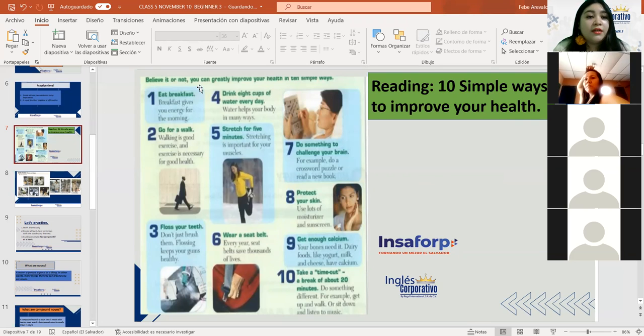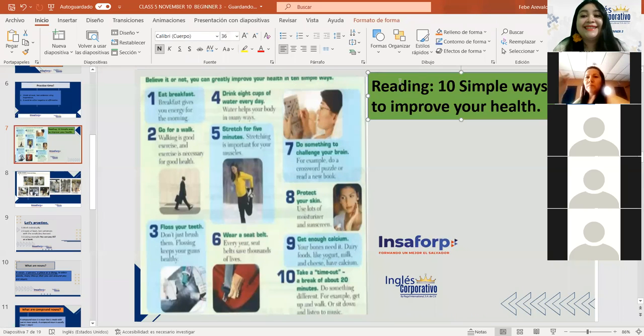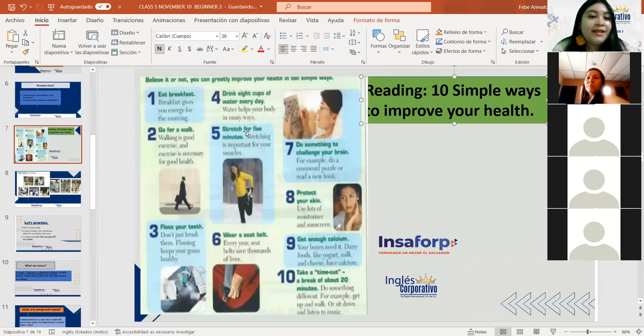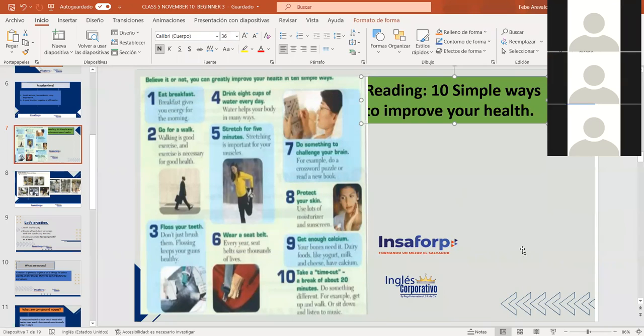Let's see, believe it or not, you can greatly improve your health in 10 simple ways. Interesting, all right? 10 simple ways to improve your health. Let's see. We have number one. Well, actually we have 10. Let me see. Voy a dividirlas entre todas porque quiero que todas participen con el reading. Let's start with Patricia Pacheco. Number one and two, please.